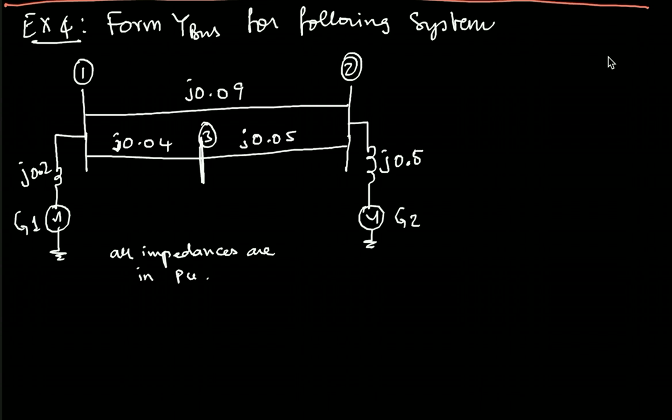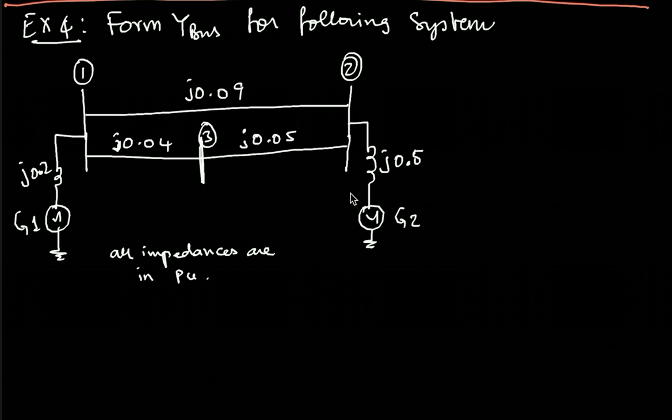Okay, so this is example 4, and the question is form Ybus for the following system. Now, in this system, this is a 3 bus system, bus 1, bus 2, and bus 3, the impedances are given, all impedances are per unit, you can form a 3 bus system easily up to this. But suddenly you notice that there is a generator G1 with its own internal reactance of J.2, and another generator with own internal reactance of J.5. So when such generator elements are given, how would you handle the Y-bus formation?